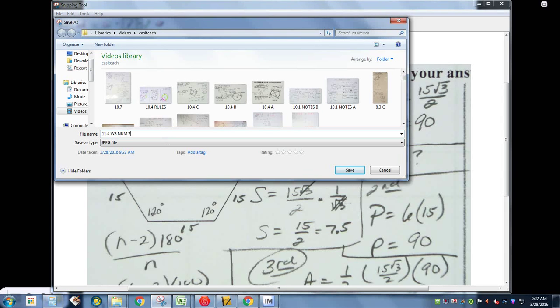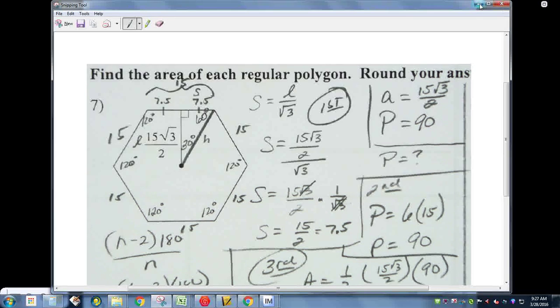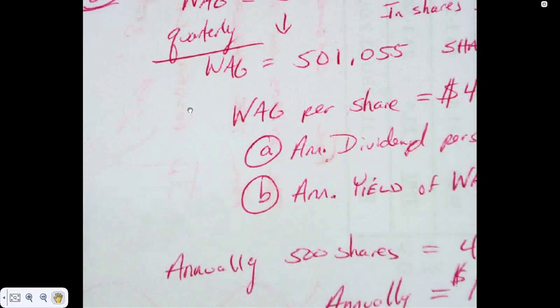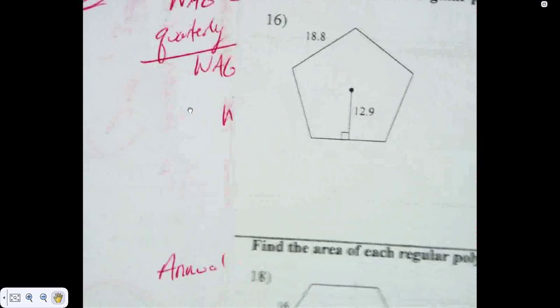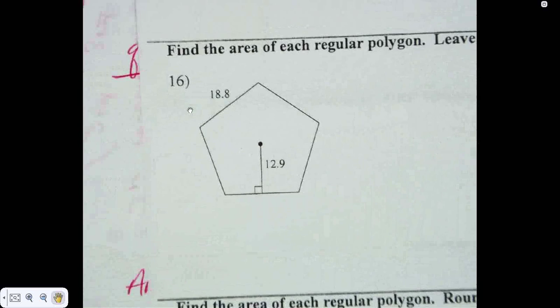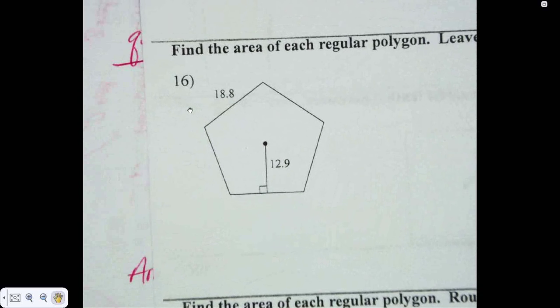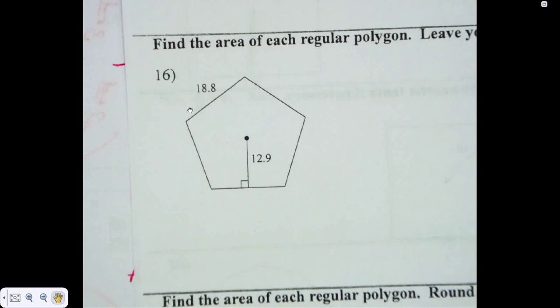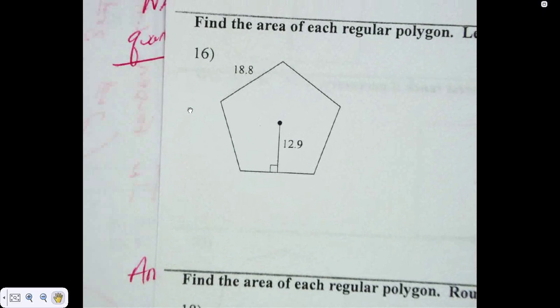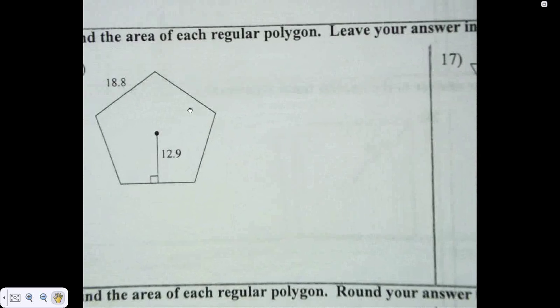Number 7. Okay. Let's see which one we need to do now. Well, look at these. Find the area of each regular polygon. What's still given to you? The apothem, right? So it's the same type of problem. Just, you're going to have to leave it in simplest form.